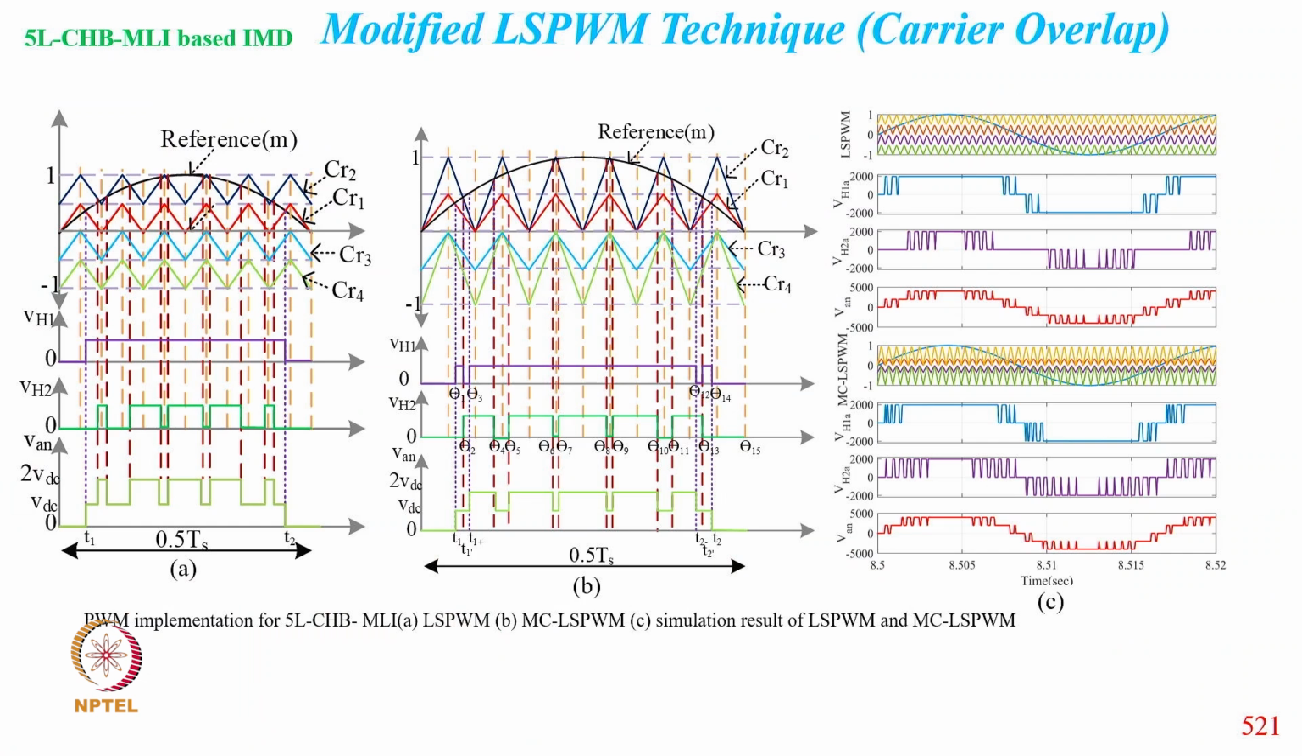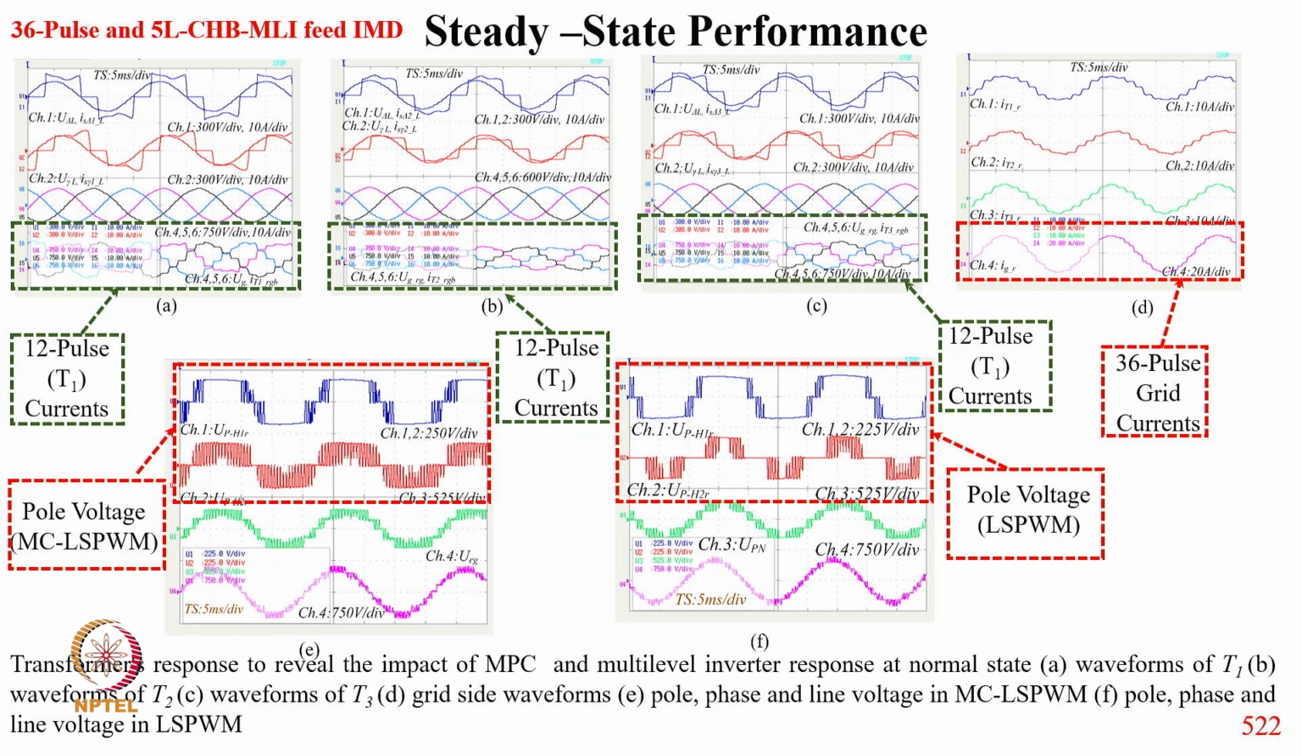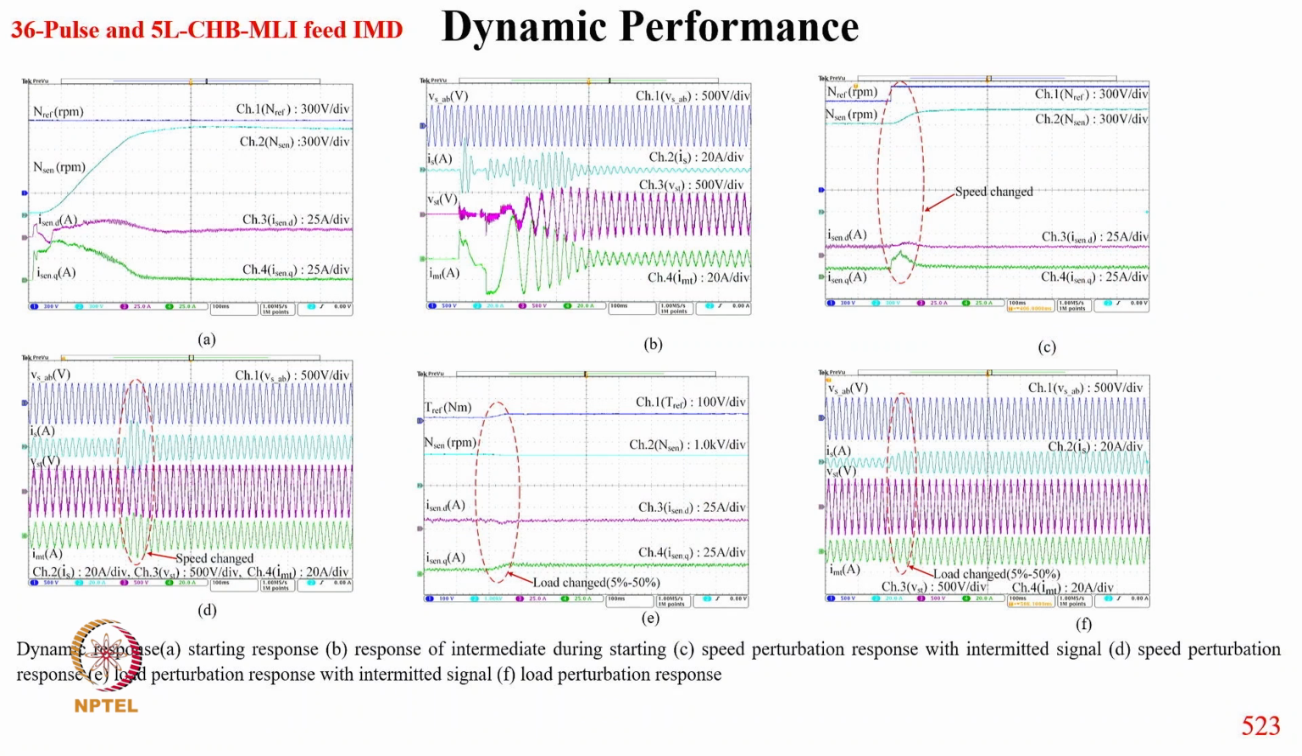And these are typically the modulation techniques used for the 5 level, and how the output voltage corresponds to the different PWM techniques used. And these are the experimental results, so you can clearly see the different waveforms of the 12 pulse converter, and finally the 36 pulse converter supply current on the right side, and then the pole voltage, and then finally the line voltage, which is very close to sinusoidal in the case of the 5 level converter. And these are the performance with the 36 pulse AC/DC converter and 5 level cascaded converter.